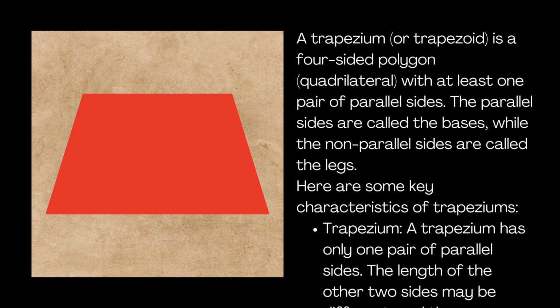Isosceles trapezium. A special type of trapezium where the non-parallel sides, legs, are equal in length and the base angles are equal. This symmetry often leads to a more regular appearance. Right trapezium. A trapezium with one or two right angles. In a trapezium, the height, or altitude, is the perpendicular distance between the two parallel sides.